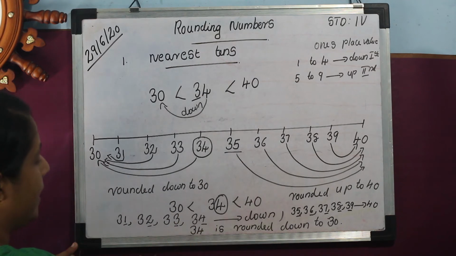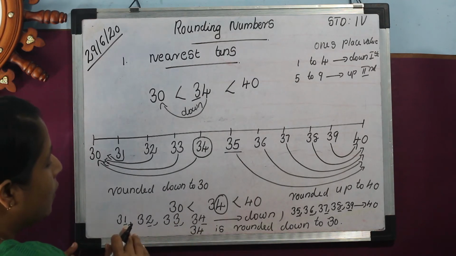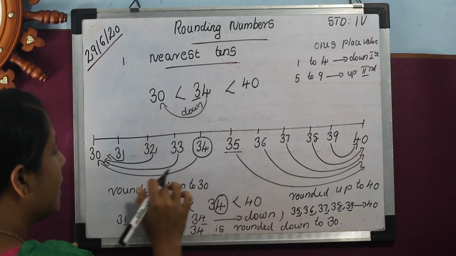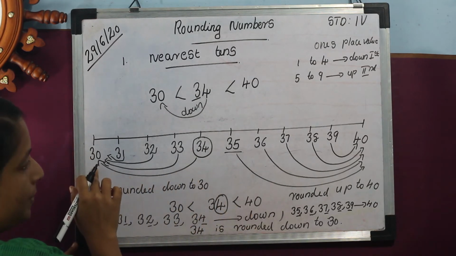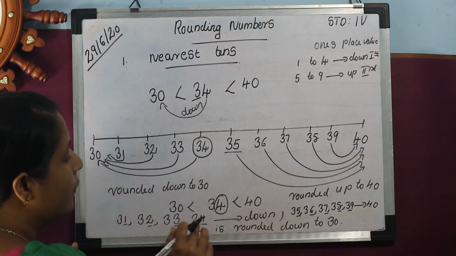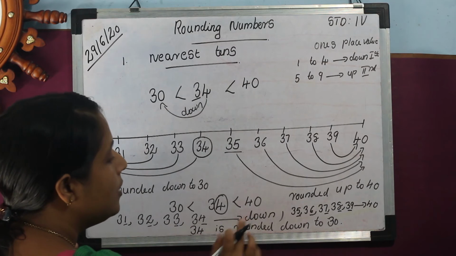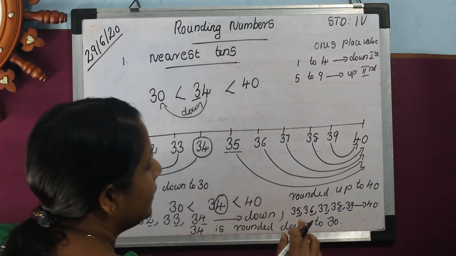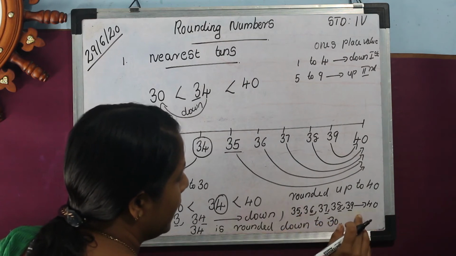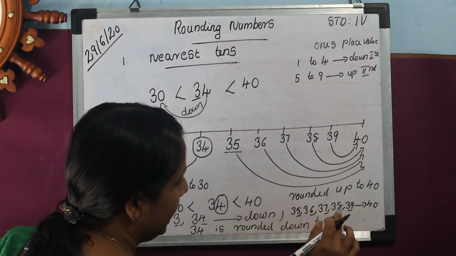Then we take 31, 32, 33, 34. Taking the 1's place values, here 1, 2, 3 and 4 are rounded down to the first number. And here 35, 36, 37, 38, 39, taking the 1's place values 5, 6, 7, 8, 9.